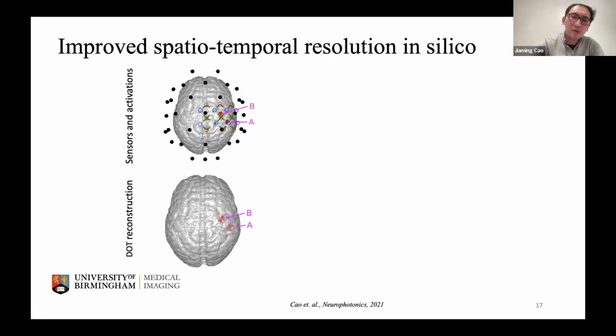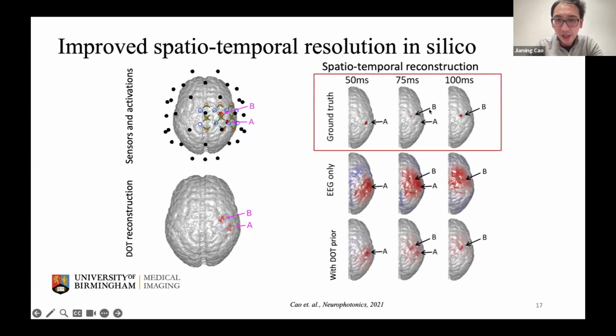And what does the spatial-temporal reconstruction look like, or what does the fusion look like? Well, here's a comparison of a few different things. We'll walk you through them. The first row is the ground truth. This is what we wish to see. And I'm showing three different timestamps. Remember that we have these two bell curves. And 50 milliseconds would be where the first one peaks. 100 milliseconds is where spot B peaks, and 75 is about half and half.